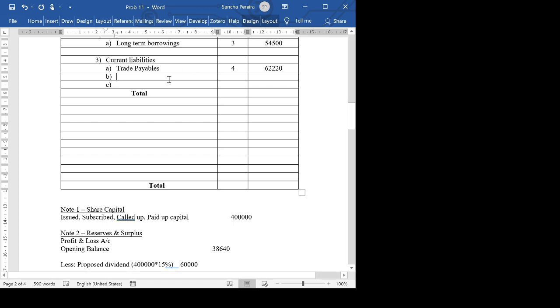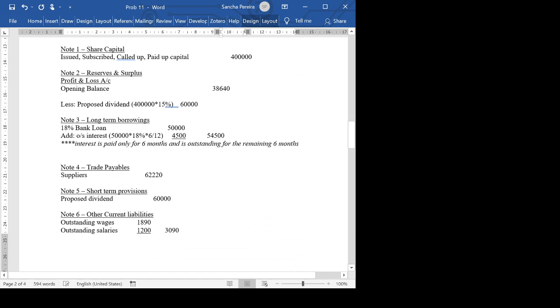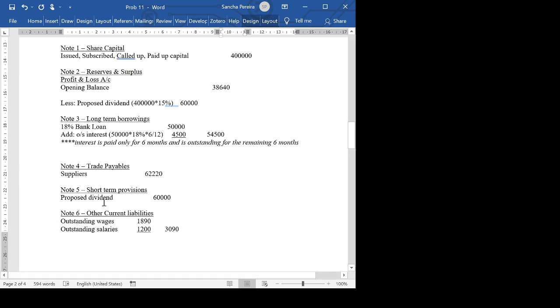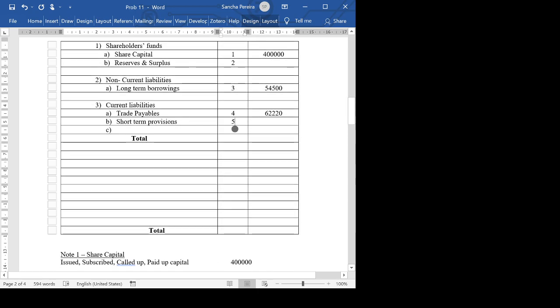Then we have short-term provisions. We don't know this as well because we still have to find the provision for taxation. There's going to be another item here, so I've left it blank. And other current liabilities are 3,090.